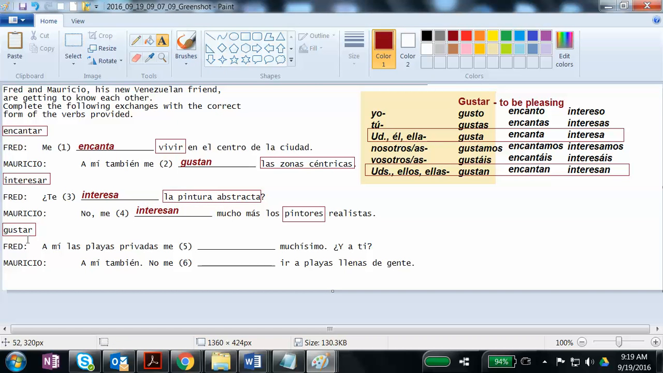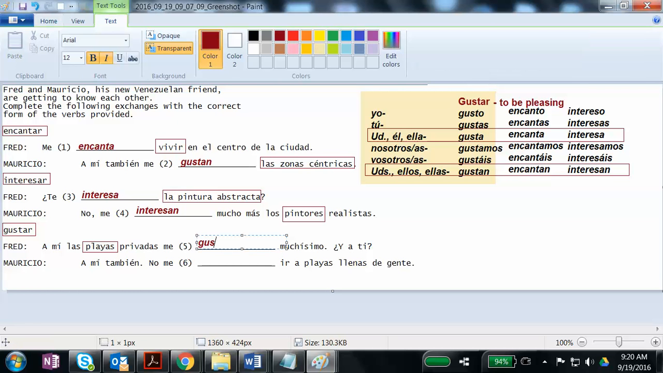Okay, and now we're using gustar. A mí las playas privadas blank muchísimo. And you can have the thing that's pleasing come before the me, which is what's going on here. You're still looking for the noun. What's pleasing are the beaches, and that's plural. So we would use the plural spelling of gustar, gustan.